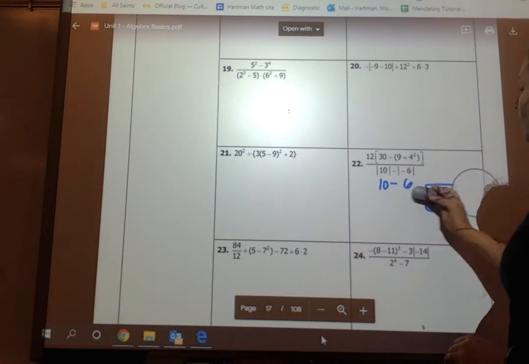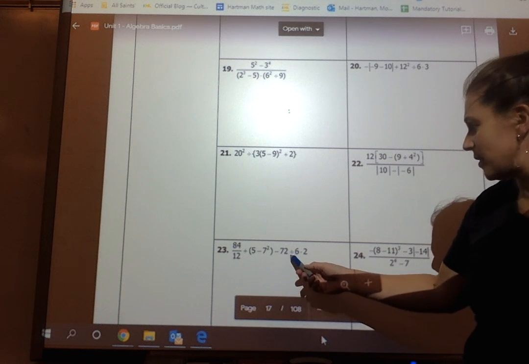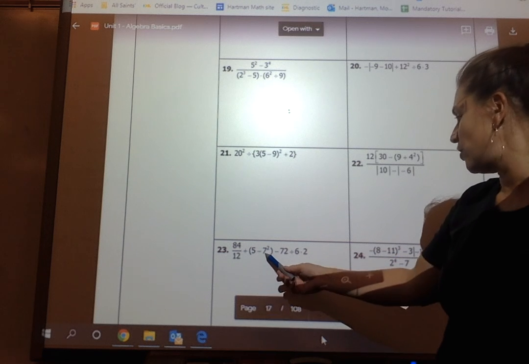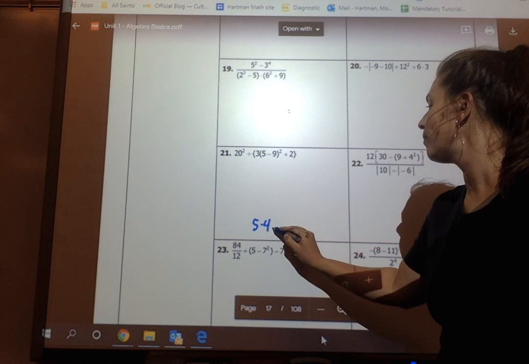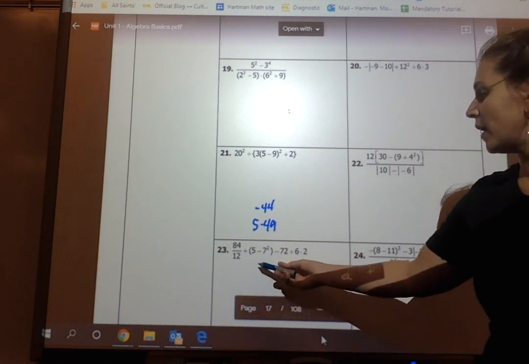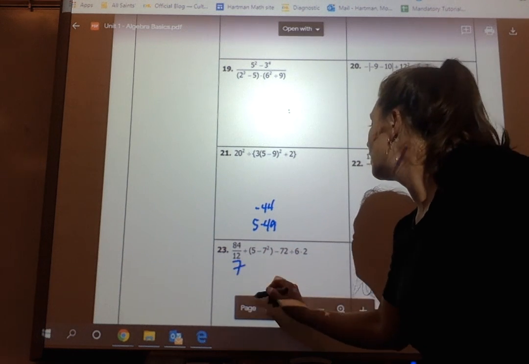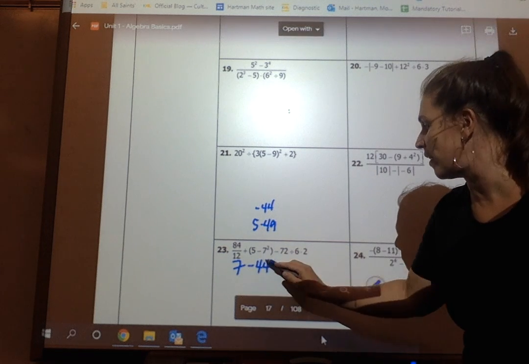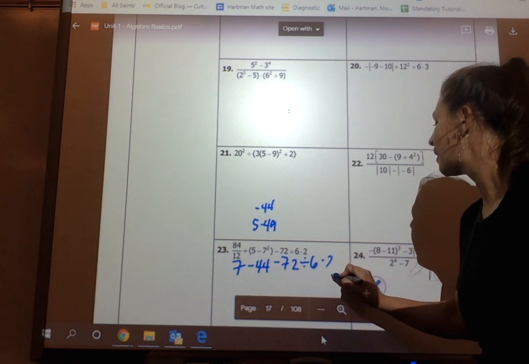Number 23, let's take a look. Here I have, that's division, 72 divided by 6 times 2. So let's start inside here. 7 squared is 49. 5 minus 49 is negative 44. So I have, this is division, so I can go ahead and do 84 divided by 12 is 7. So 7 minus 44, because that's what's left in the parentheses, minus 72 divided by 6 times 2.